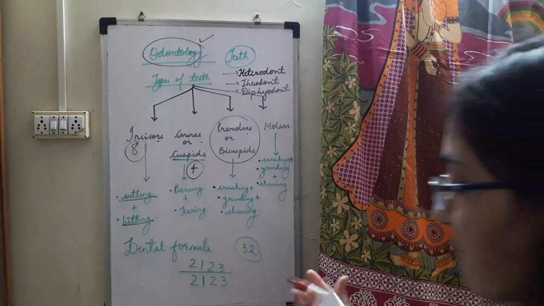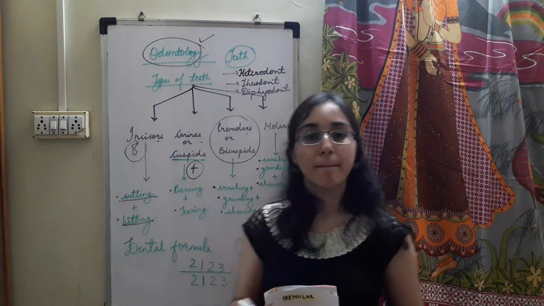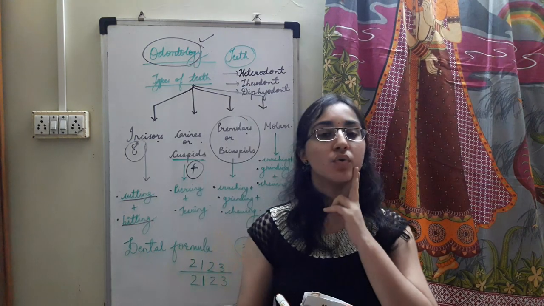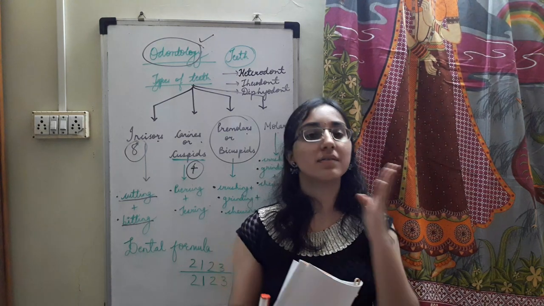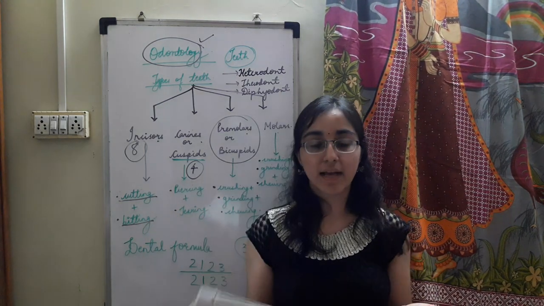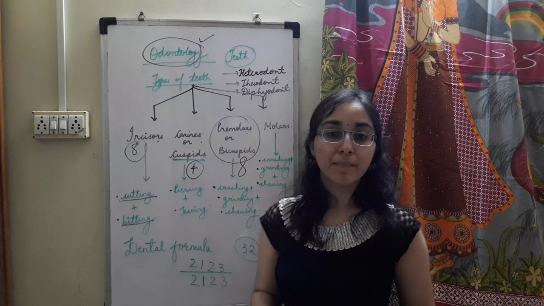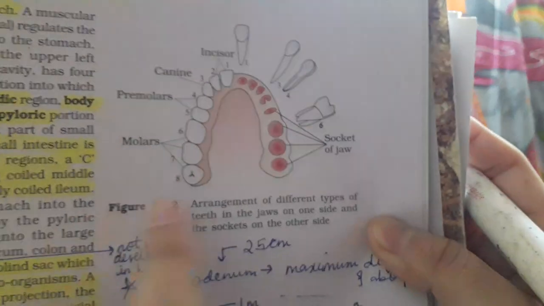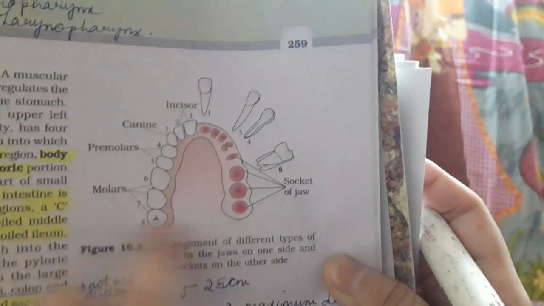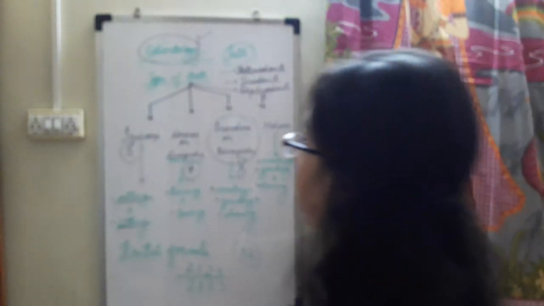Premolars are present between the canines and molars. We have two on this side and two on that side in the lower jaw, and the same for the upper jaw, two and two. So in total there will be eight premolars.